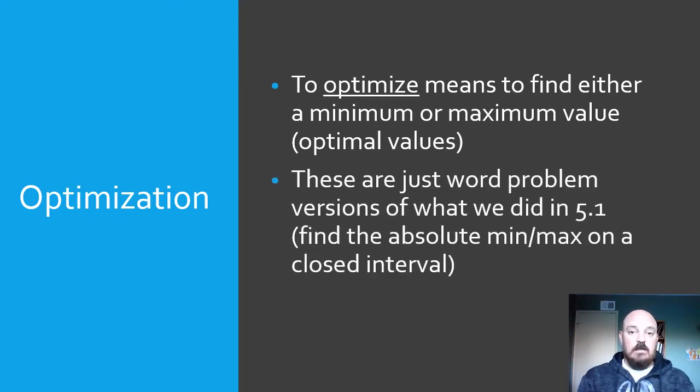Now, basically, these are just word problems of the last thing we did. So what we just finished doing in 5.1 was the extreme value theorem, where we found an absolute minimum and or maximum over a closed interval. And that's exactly what we're doing here for this week, but it's going to be a word problem.